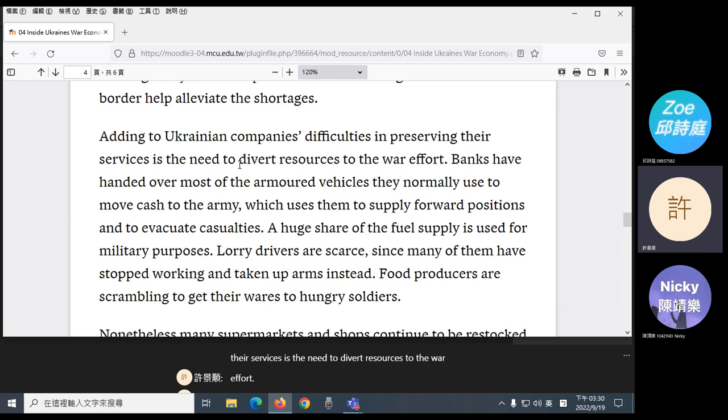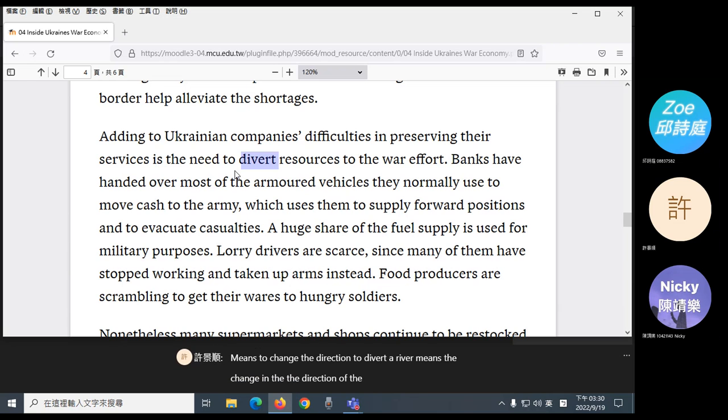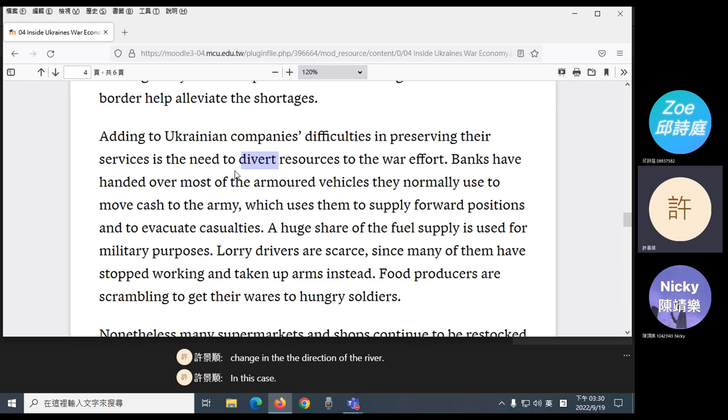To divert means to change the direction. To divert a river means to change the direction of the river. In this case, resources that would be used in business or daily life have to be redirected to support the war. And that makes business harder.